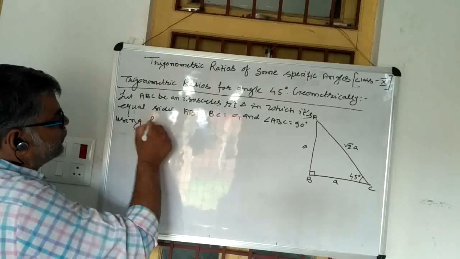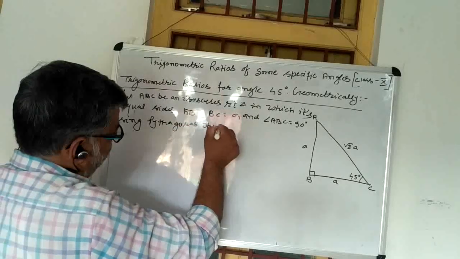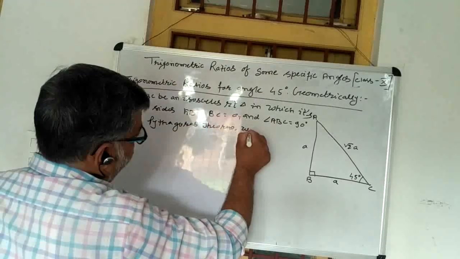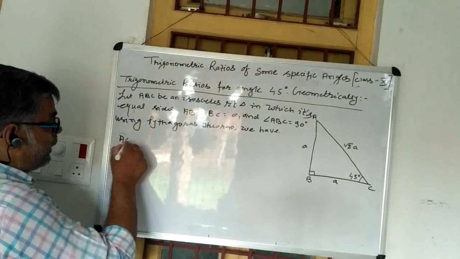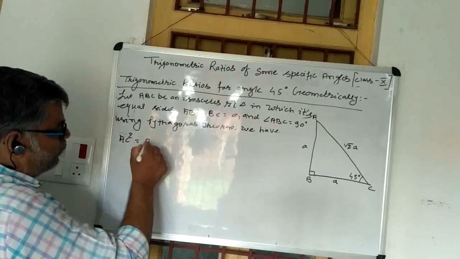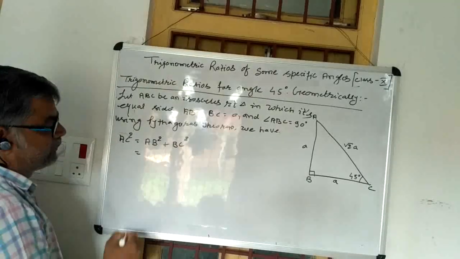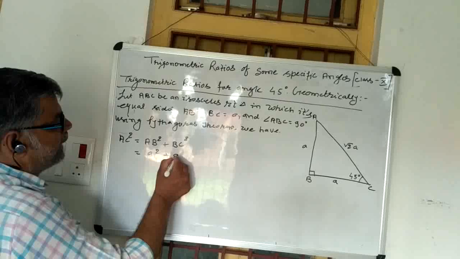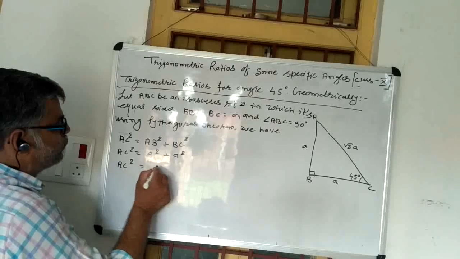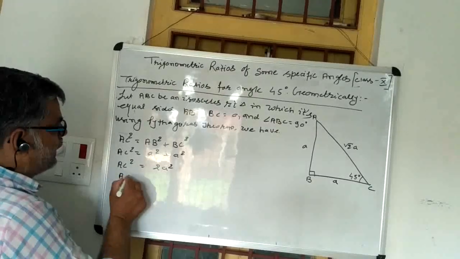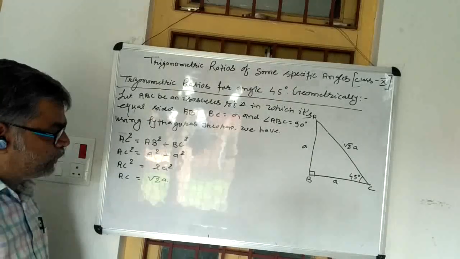Using Pythagoras theorem, we have AC square equals AB square plus BC square. That is A square plus A square. So AC square is equal to 2A square. So AC equals root 2A. This is the value for hypotenuse.